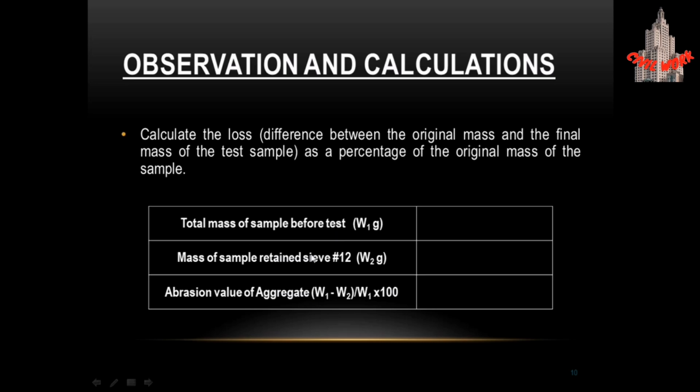Retained means it remains or is restrained back on the sieve number 12. It doesn't pass the sieve number 12. Here we have that mass. Then after it we have the difference, which is known as the abrasion value of aggregate, which is the difference of these two terms divided by the first term, and we will have the abrasion percentage.